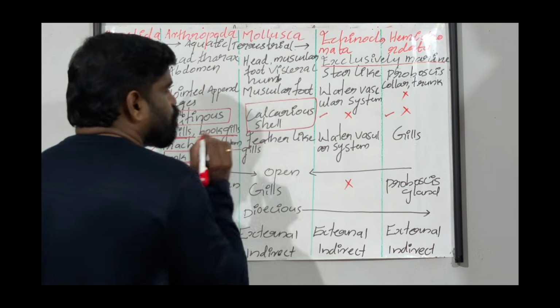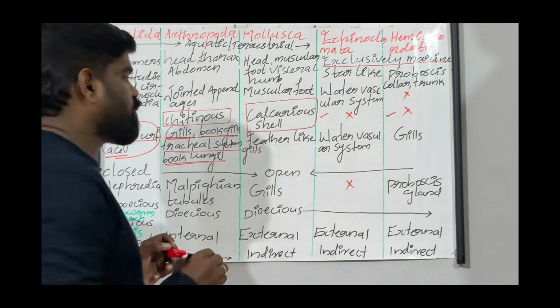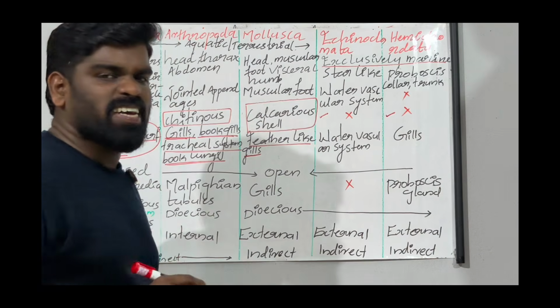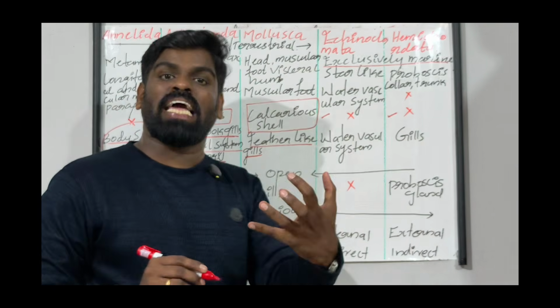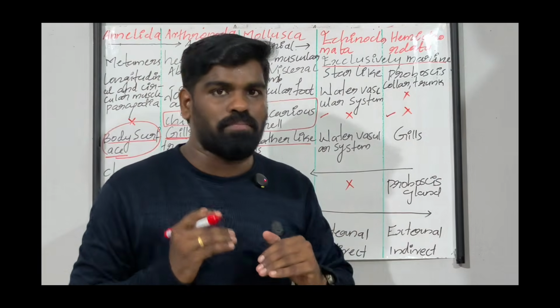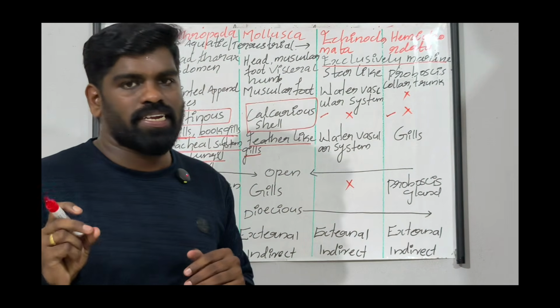Now in Mollusca, the respiratory structure is feather-like gills. The feather-like gills are present in a mantle cavity. As I have already told you, there is a visceral hump, and there we can see a cavity, that is the mantle cavity.